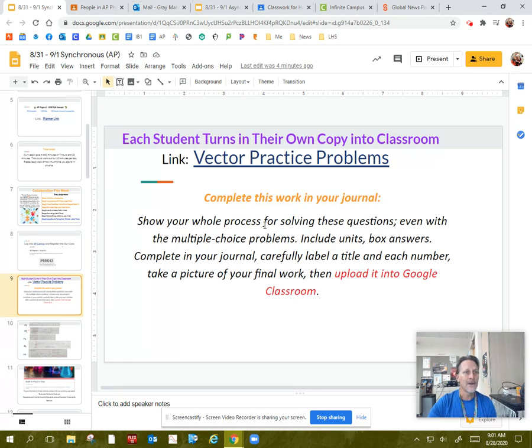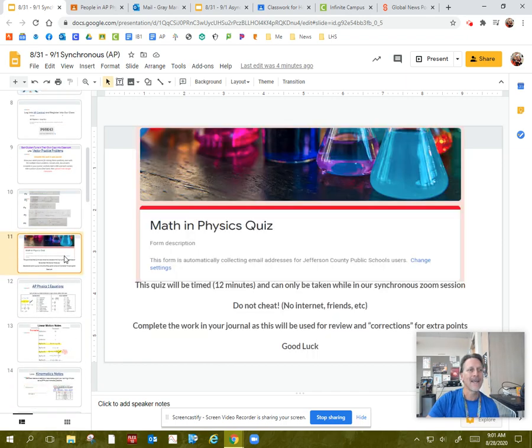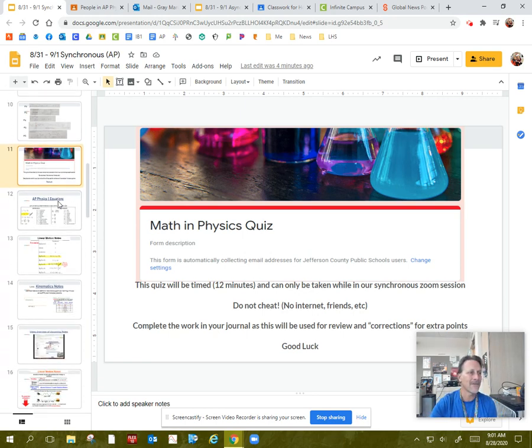Today we're going to do a little bit of review on the vector practice problems that we did last class. So if you guys would go ahead and get out your vector practice problems, we're just going to take a quick review on that. Just notice I've got the answers right here, and we will do this in class, but if you are doing this on your own, you can see it right here. Just go ahead and do the corrections. We're also going to take a math quiz in class today, so we'll do that first.